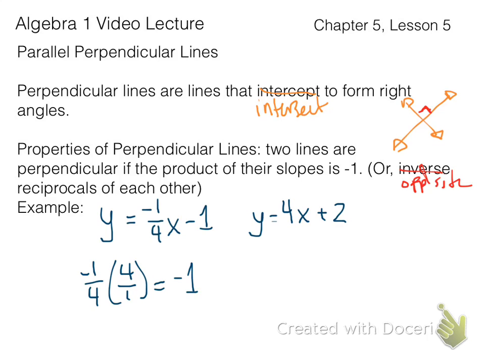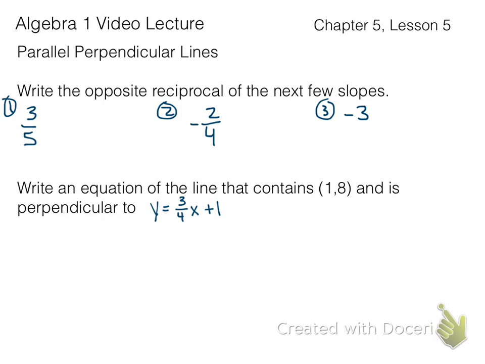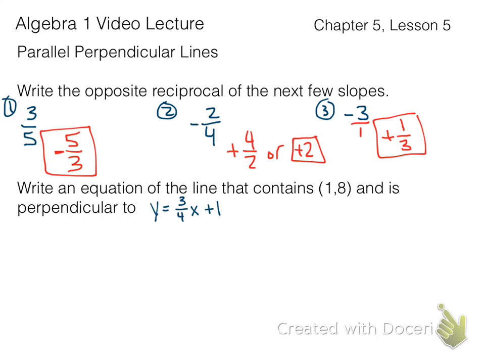All right, so let's go ahead and work with some parallel lines. First, let's figure out some slopes. So what is the opposite reciprocal of 3/5? Well, that is -5/3. What's the opposite reciprocal of 2/4 or a half? Well, that would be +2. All right, and what is the opposite reciprocal of -3? Well, that would be +1/3, right?